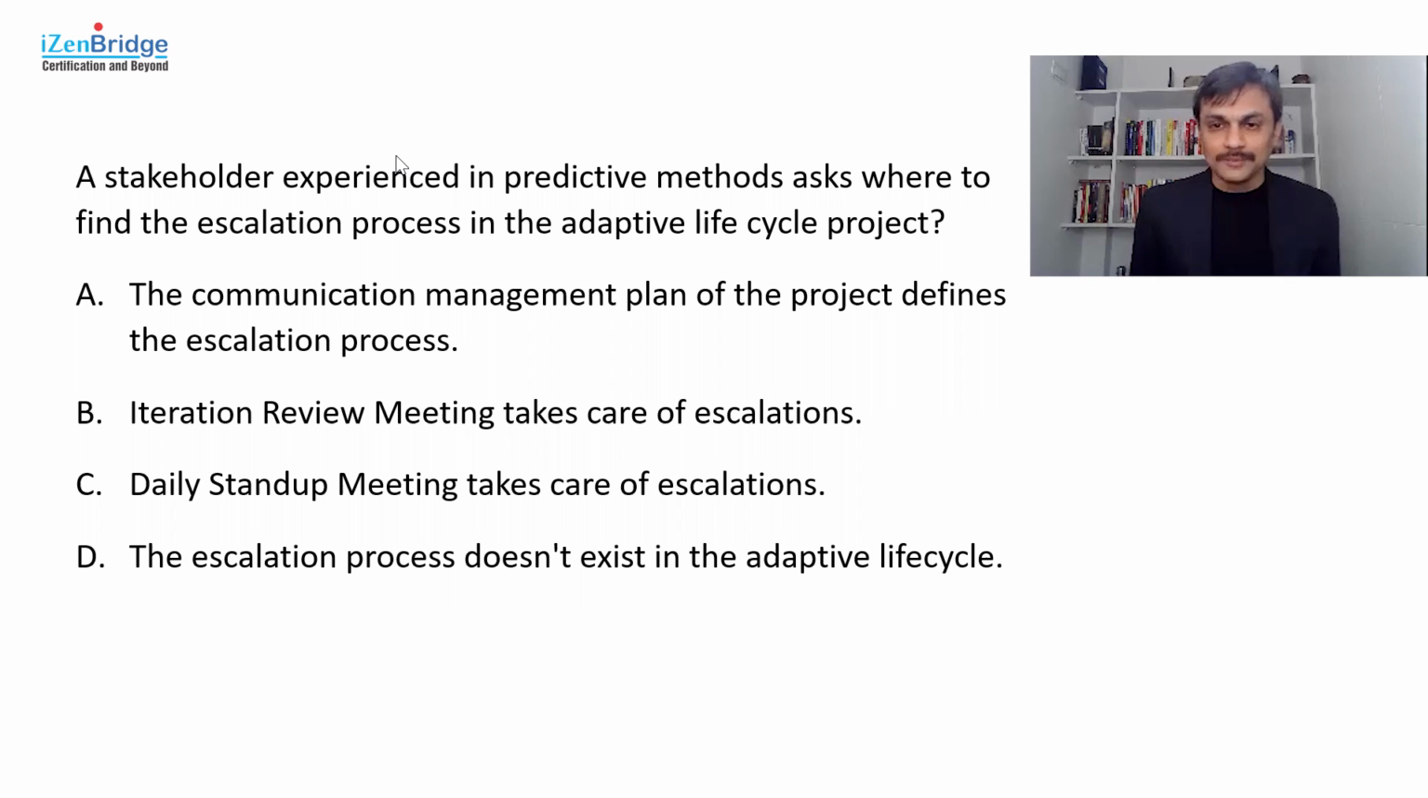So B and C are talking about meetings where people can come and escalate. Option D: the escalation process does not exist in the adaptive life cycle. I think this one is a little easy to pick. I wait for you to pick your own choices.